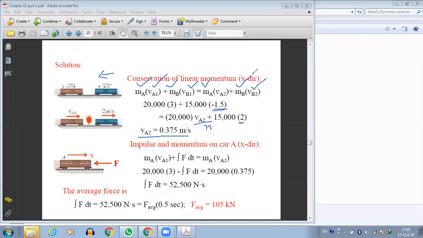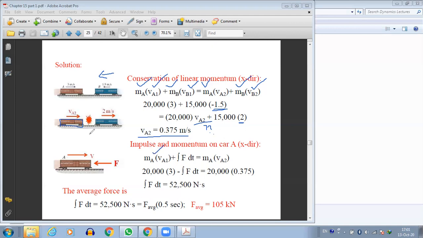Okay, now we need to know how much the impulsive force is. If we want to find the impulsive force, we need to change our boundary. Let's say we take one of the rails, rail A, as our boundary. For rail A, we have an initial velocity.